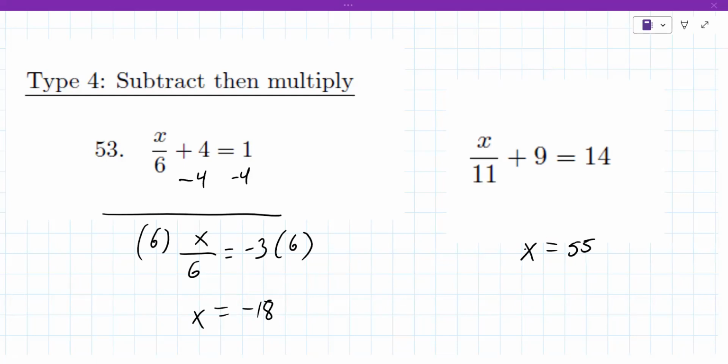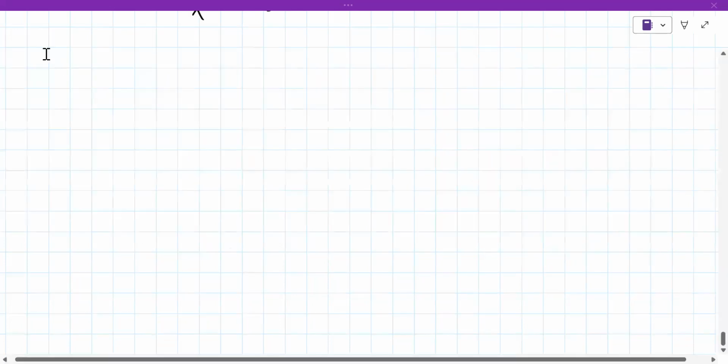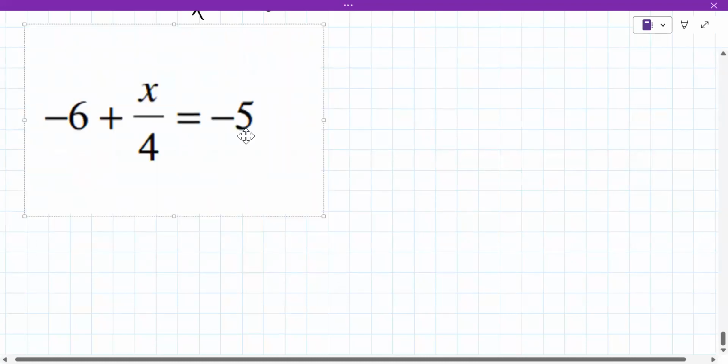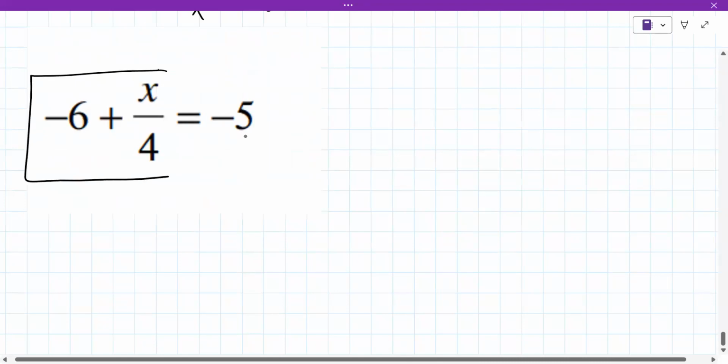All right. Okay, here we go. So these are in no particular order. There's no pattern like it's this and then this. You have to look at the side with the variable, and decide how to proceed.